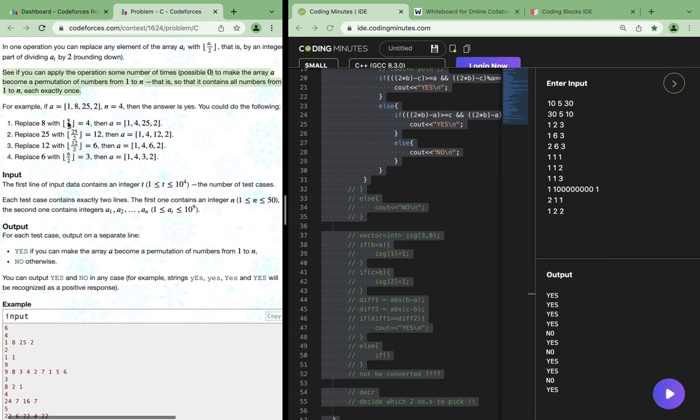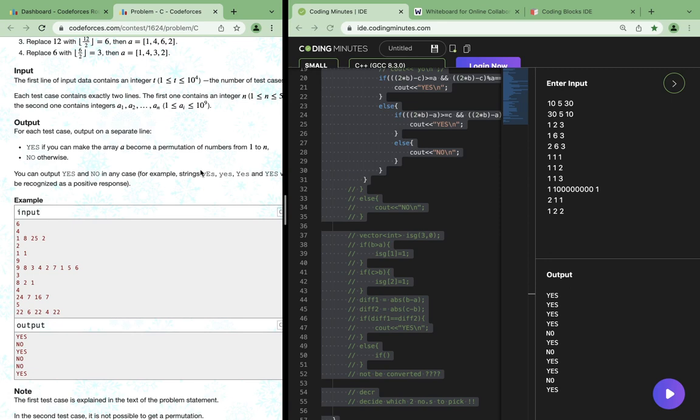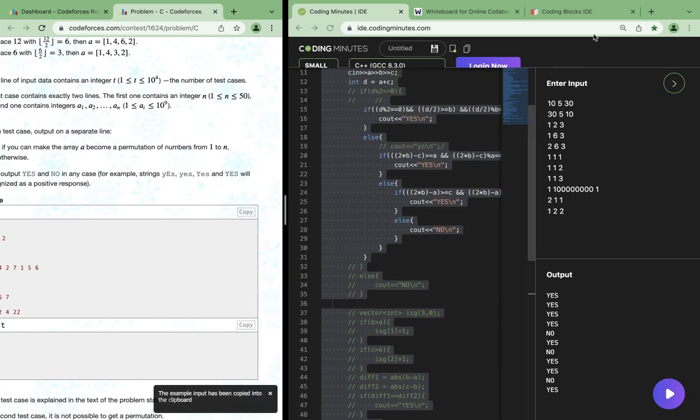You could do the following: 8 divided by 2 this, 25 divided by 2 12 this, and 6 divided by 2 this, so 1432. So t test cases, print yes if you can, and no if you cannot. That's a good question.